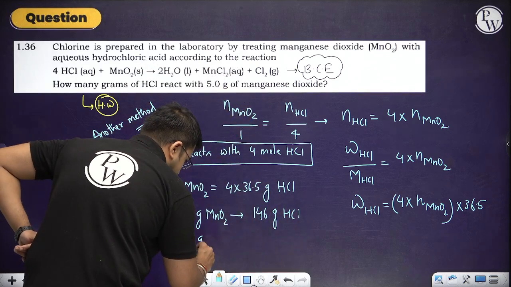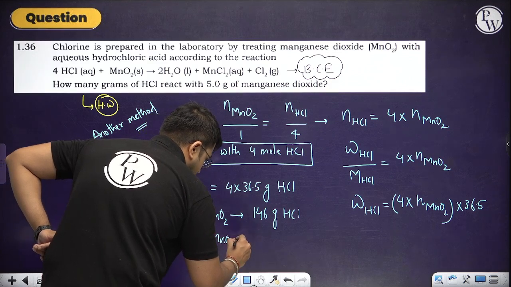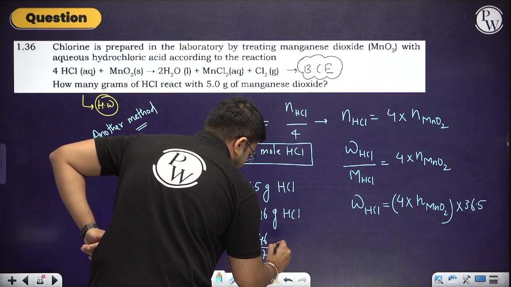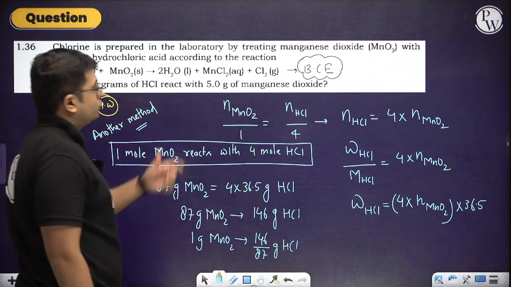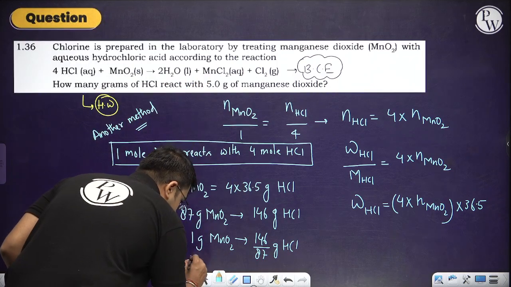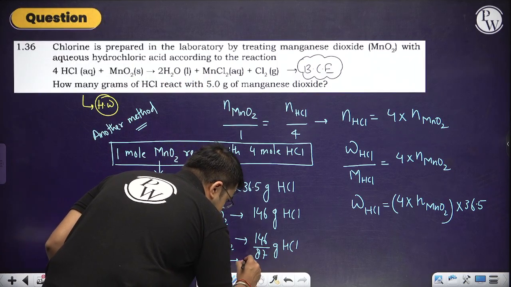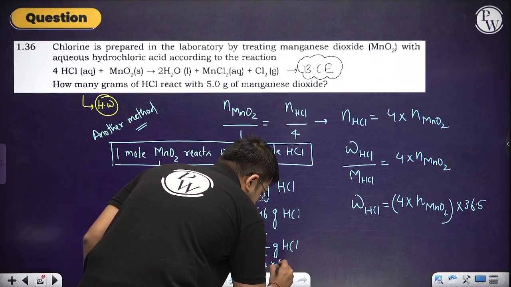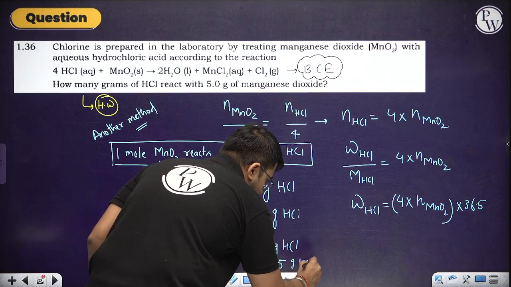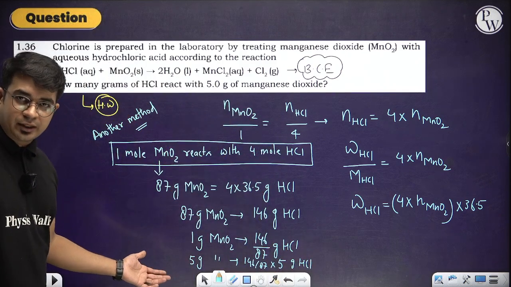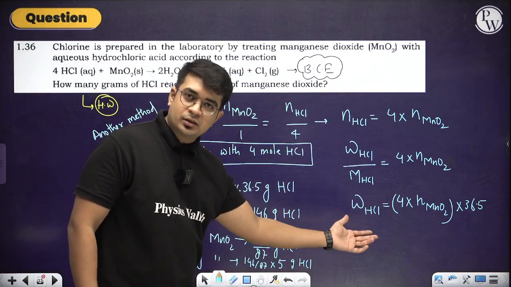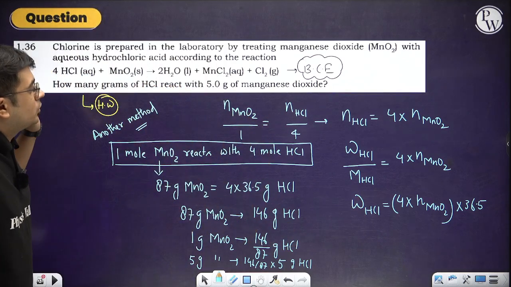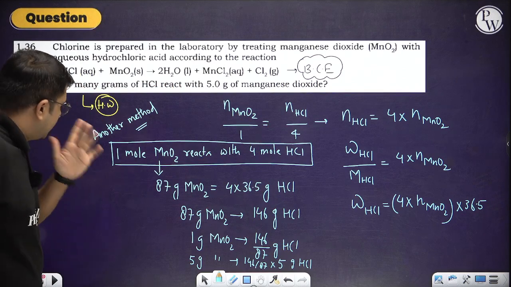It means 1 gram MnO2 reacts with 146 divided by 87 gram of HCl. So 5 gram of MnO2 will react with 146 by 87 multiplied by 5 gram of HCl. So you can do it by another method also, which is unitary method, and you can use it with the mole analysis part also. I hope the entire part is clear to everyone. Very simple question, very simple analysis.